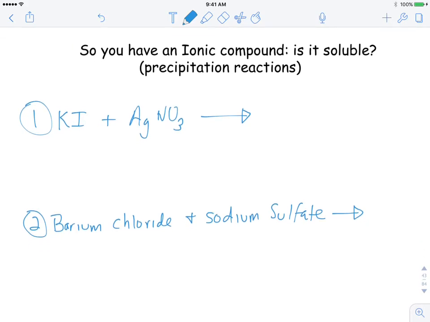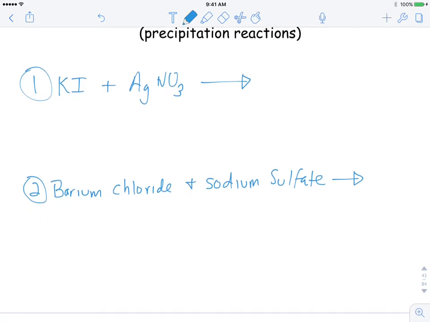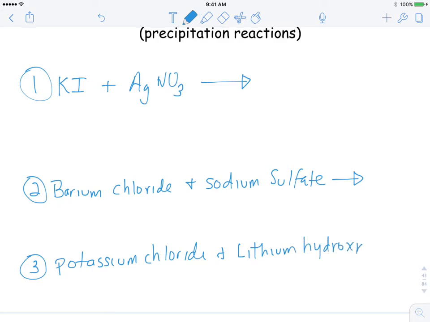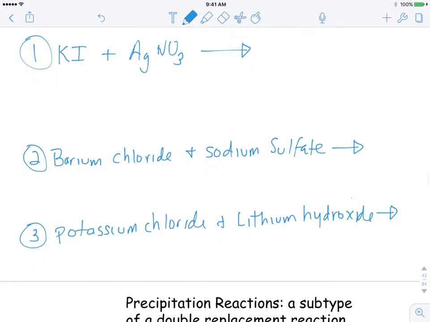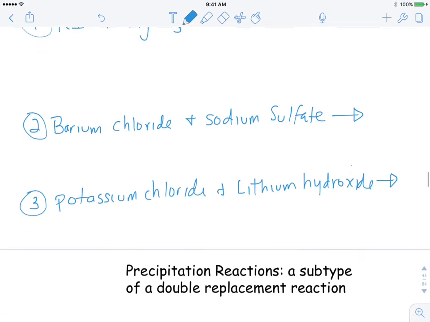Let's do one more. Let's do potassium chloride and lithium hydroxide. So for each of these, figure out what the products are. Figure out if a precipitation occurs. Maybe I tricked you. Maybe no precipitation occurs for any of these. But let's see.